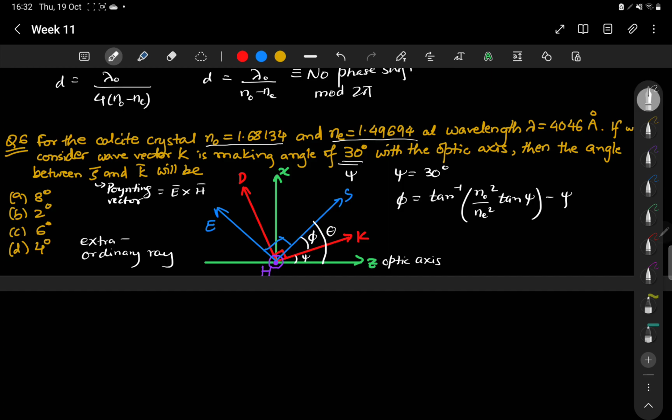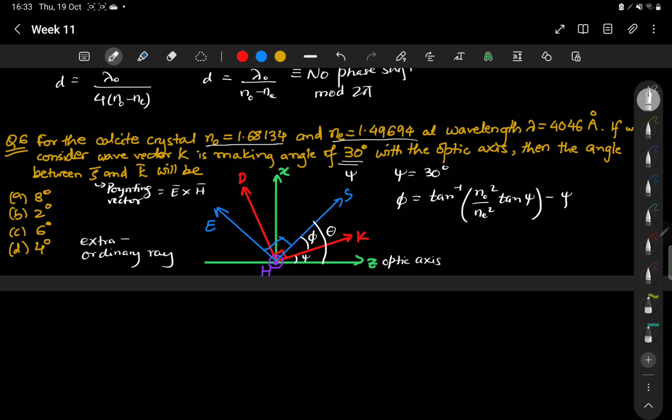Okay, so let me put it in the calculator. NO squared, that means 1.68134 squared, divided by NE squared, so 1.49694 squared, and tan of 30 degrees. Tan of 30 degrees is 1 over root 3.